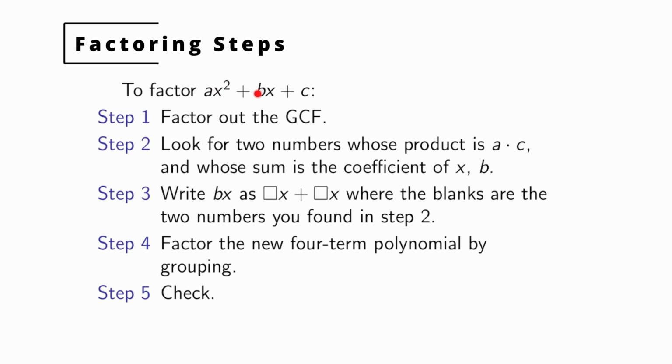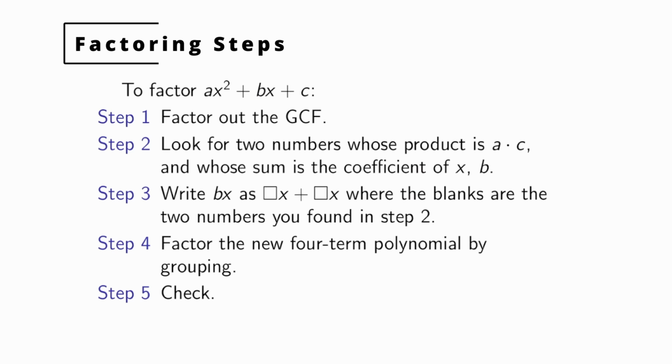Factoring ax squared plus bx plus c when a is not 1 is a little more complicated than the case when a is 1, but it is similar. The first step, always factor out the greatest common factor if you can. The second thing is we're going to look for two numbers whose product is not c, but a times c. So we're going to multiply the coefficient of x squared by c, and we're looking for two numbers whose product is a times c, but again, whose sum is b, the coefficient of x.